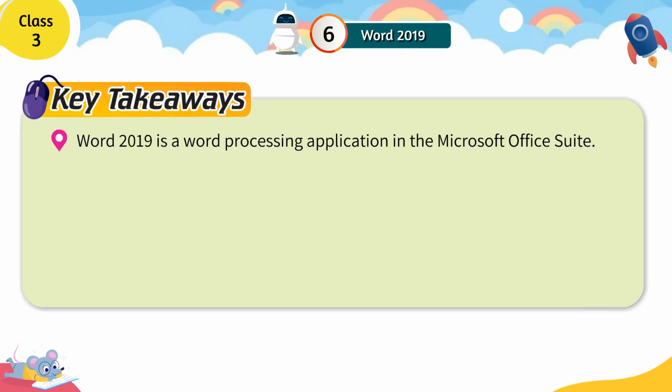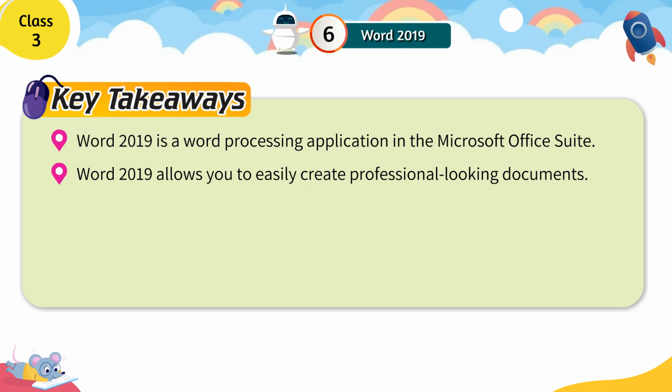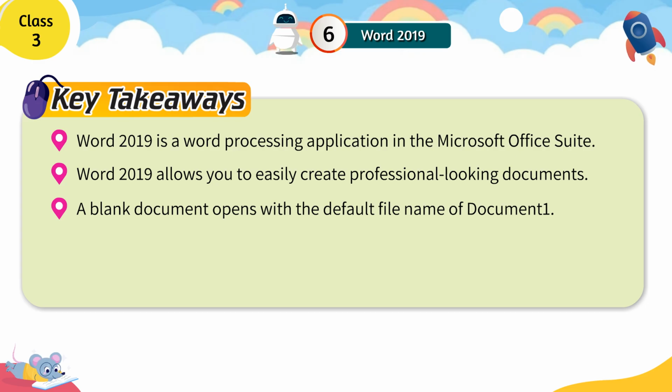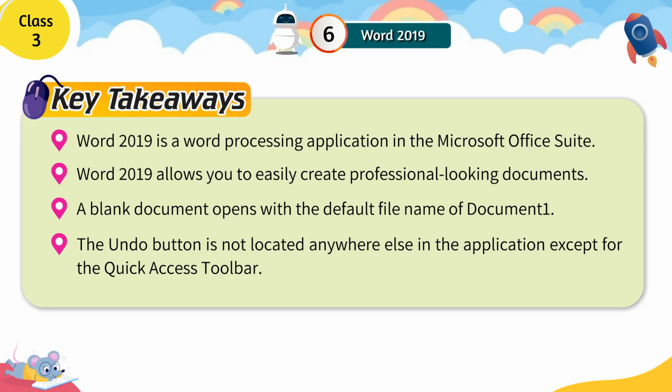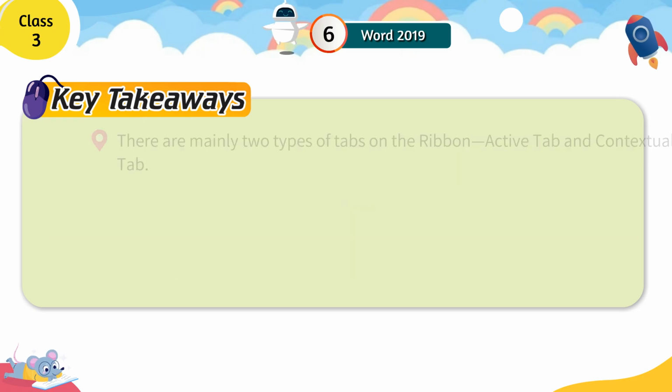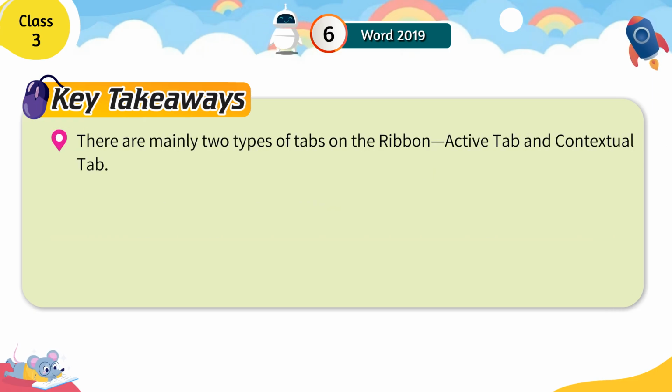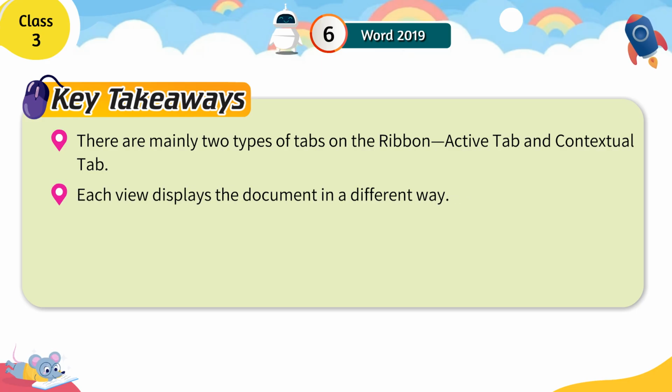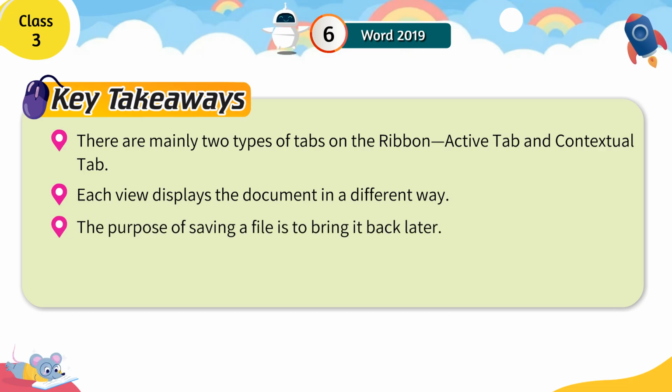Key takeaways. Word 2019 is a word processing application in the Microsoft Office suite. Word 2019 allows you to easily create professional-looking documents. A blank document opens with the default file name of Document 1. The Undo button is not located anywhere else in the application except for the Quick Access toolbar. There are mainly two types of tabs on the ribbon: Active tab and Contextual tab. Each view displays the document in a different way. The purpose of saving a file is to bring it back later.